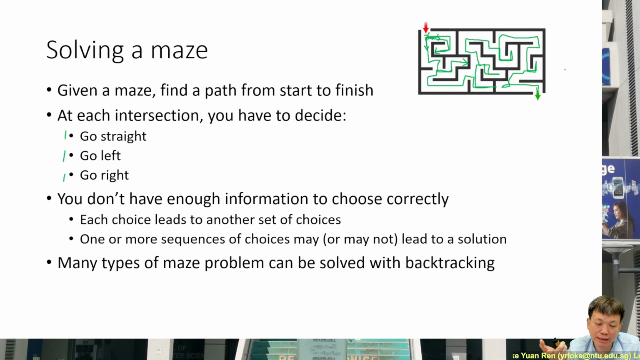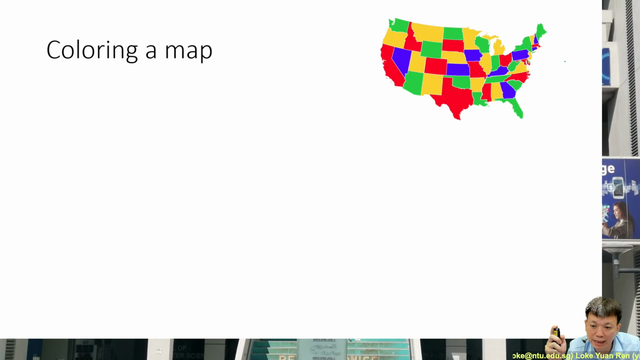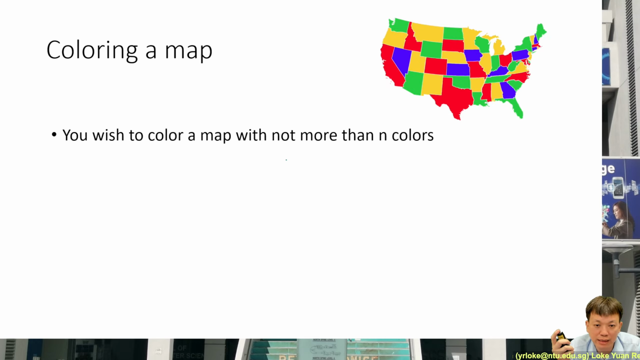So this is one of the typical backtracking algorithms that can solve a maze problem. Another quite well-known problem is coloring a map. Then you have this, which I think is the United States. You want to color each state with a different color, and all the adjacent ones not more than n colors. A very classic problem is that 4 colors is good enough.